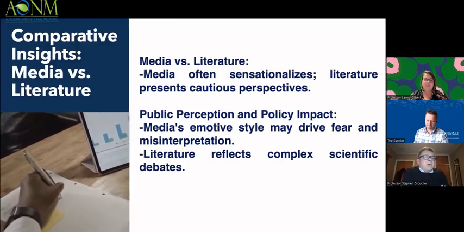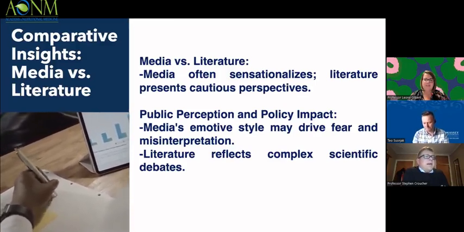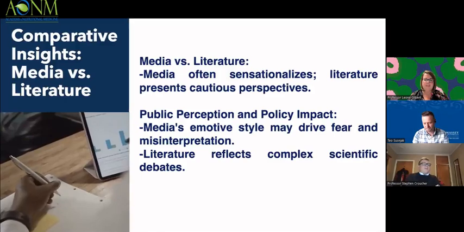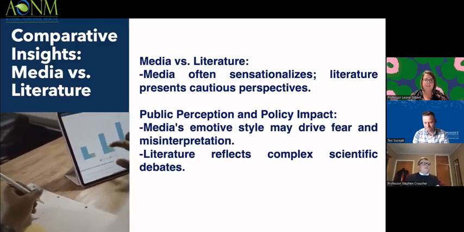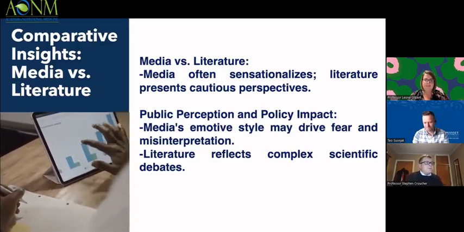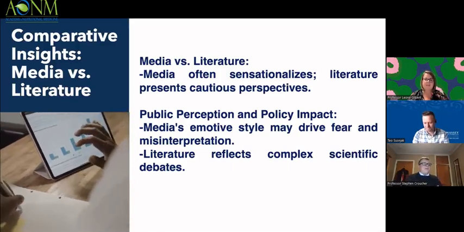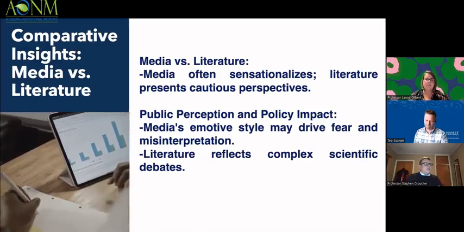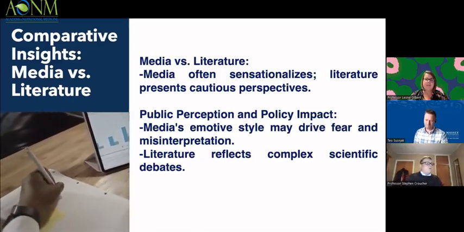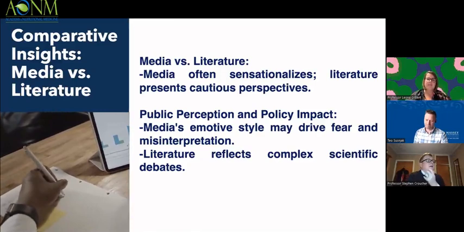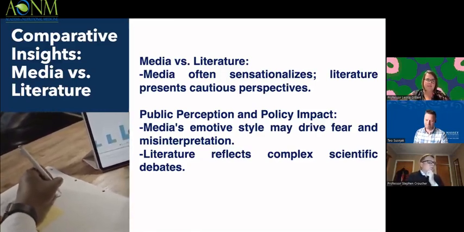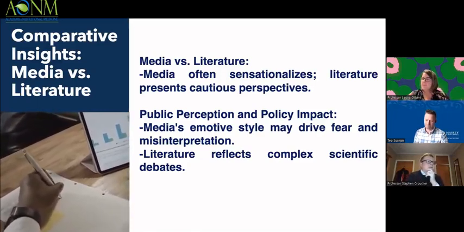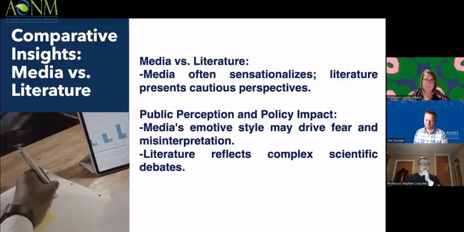A public perception and policy impact. Media has more of an emotive style. There's much more focus on pathos when it comes to making arguments, going back to Aristotle's idea of pathos, ethos, and logos. And literature generally, especially the scientific articles, is much more focused on logos, or logic. That's what we generally see in our articles. There's more of a logic-driven, more fact-driven approach.